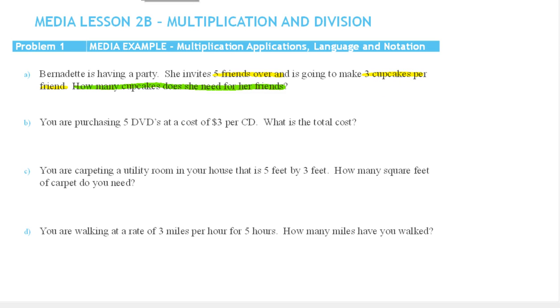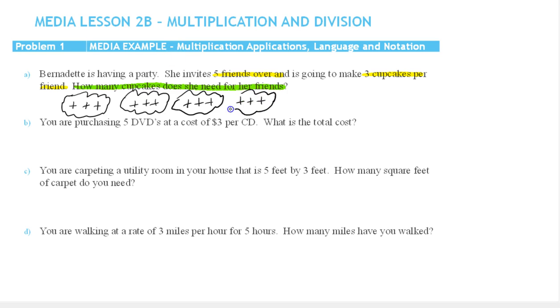So let's draw a picture of this. Since I can't draw cupcakes, we'll think of them as positive cupcakes, or positive 3 cupcakes. I'm going to draw a plus sign to represent 1 cupcake. So this is one group of 3 cupcakes for the first friend. That's for the second friend. 3 groups, 4 groups, and 5 groups of 3 cupcakes. So we're going to write 5 groups of 3. This would be a good way to represent this.